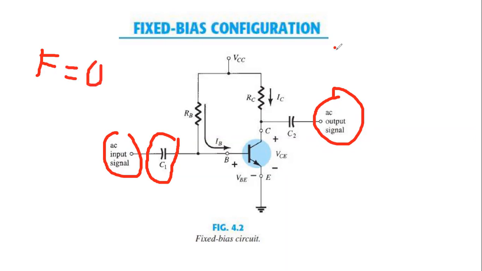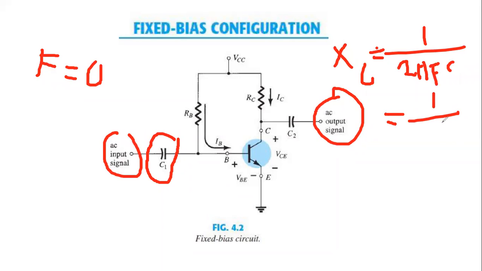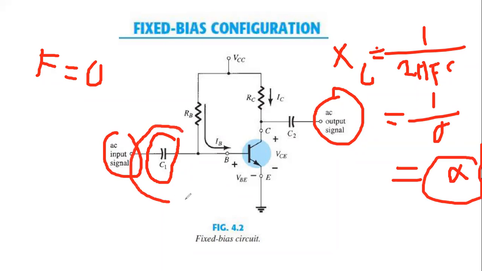So when you go for the impedance, X equals 1 by 2 pi FC, isn't it? As F is 0, the value will be 1 by 0, and 1 by 0 is infinity. So that means at DC, the capacitor will be open circuit. That means no current will flow in this terminal.